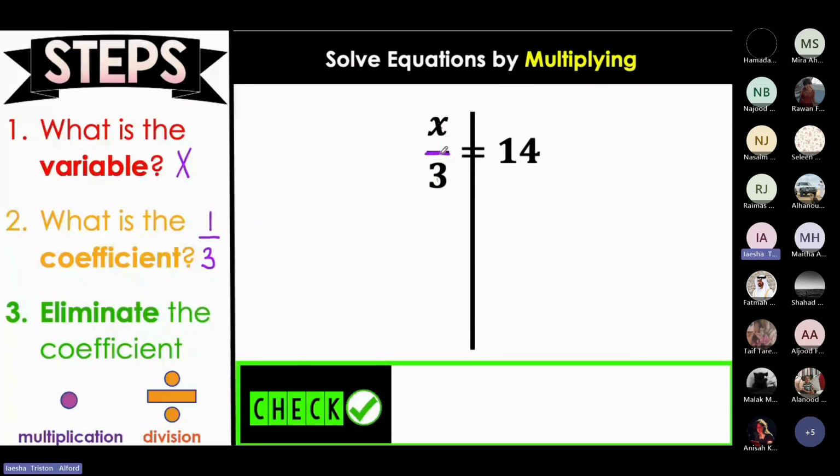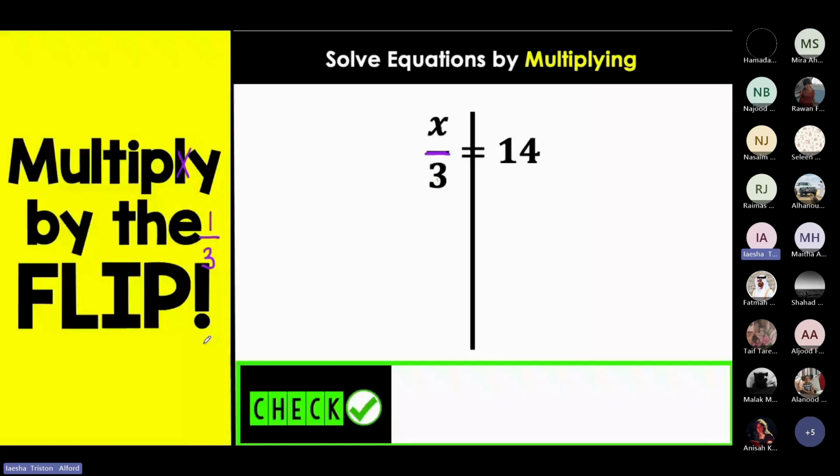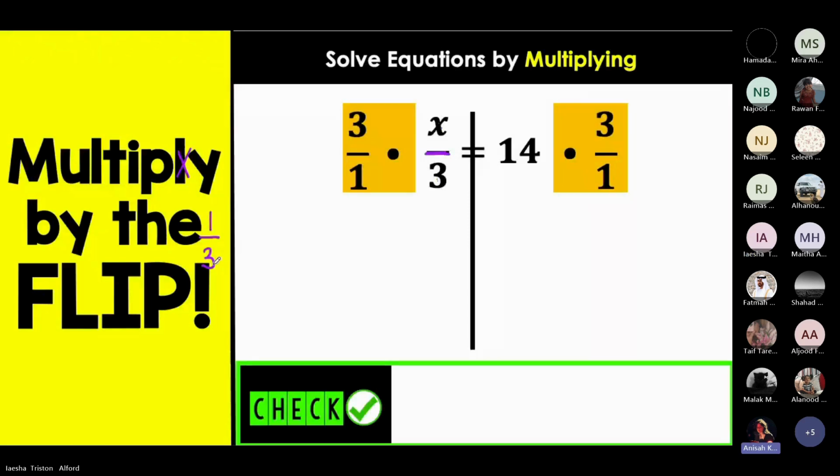If we read divide, how do you make the answer? Multiply by the flip. Multiply by 3 both sides. Multiply by the flip. So the coefficient is positive 1 over positive 3. What is the flip? Positive 3 over 1. Miss, can I say times 3 both sides?